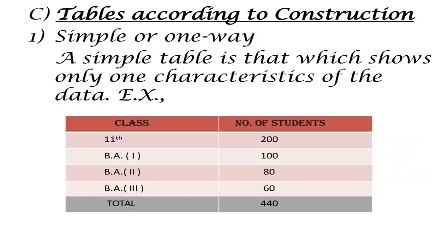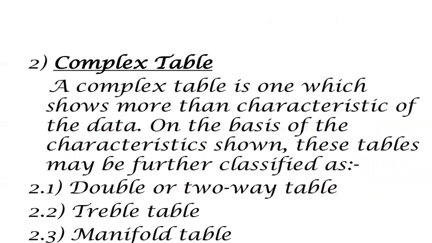Next is the simple or one-way table, a table according to the construction. A simple table is one which shows only one characteristic of the data. In this, a variable frequency distribution is presented in one way, so it is also known as a one-way table or a simple table.